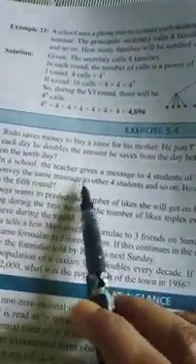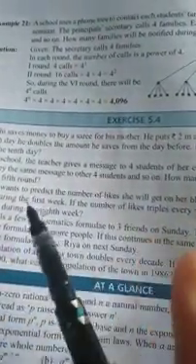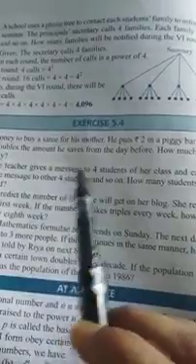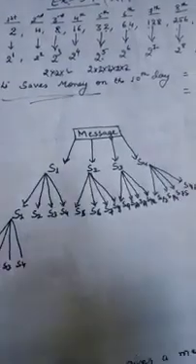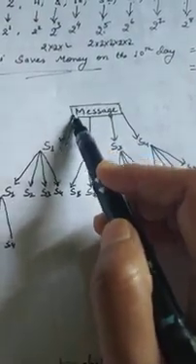Now the second question. In a school, the teacher gives a message to 4 students of her class, and each of those students conveys the same message to the other 4 students, and so on. Means a teacher has given one message to 4 students, and each of those 4 students will convey the message to the other 4 students, and so on. This process will be going on. How many students will get the message in the 5th round? So let us understand it through this figure.